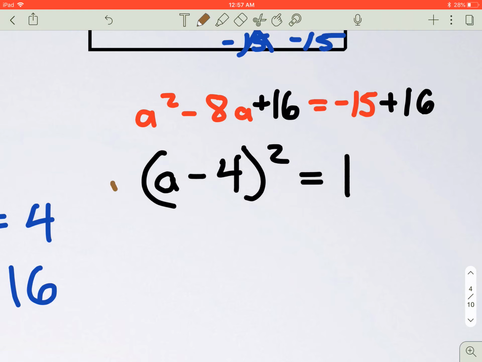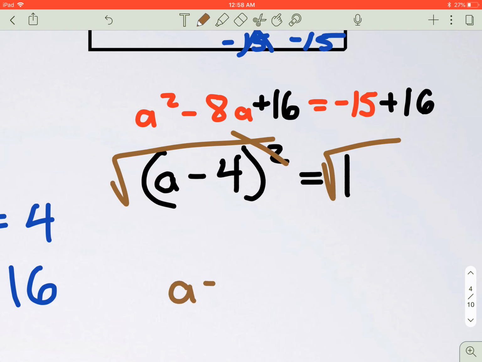I have to begin by taking the square root of both sides. Man, I totally butchered that. Sorry guys, don't know what happened there. And when I take the square root of both sides, those would cancel out. That leaves me with a minus 4 equals plus or minus the square root of 1.